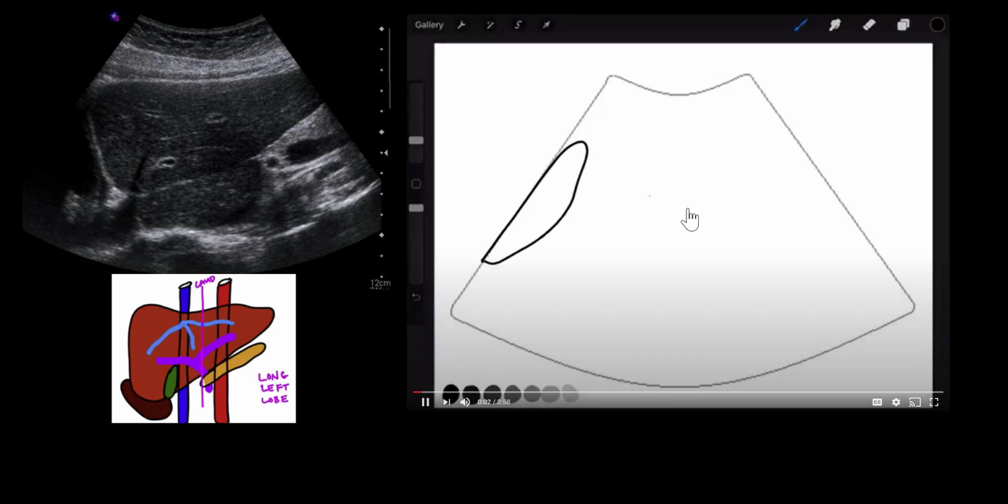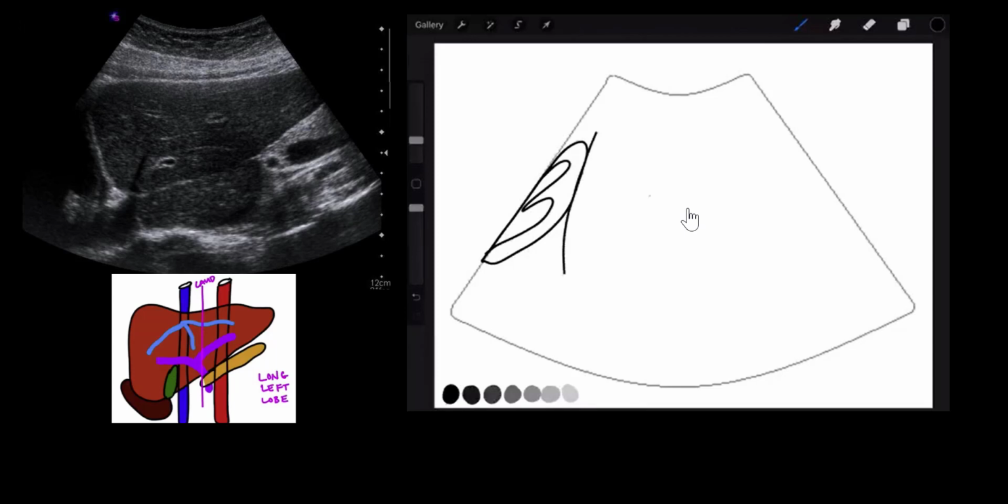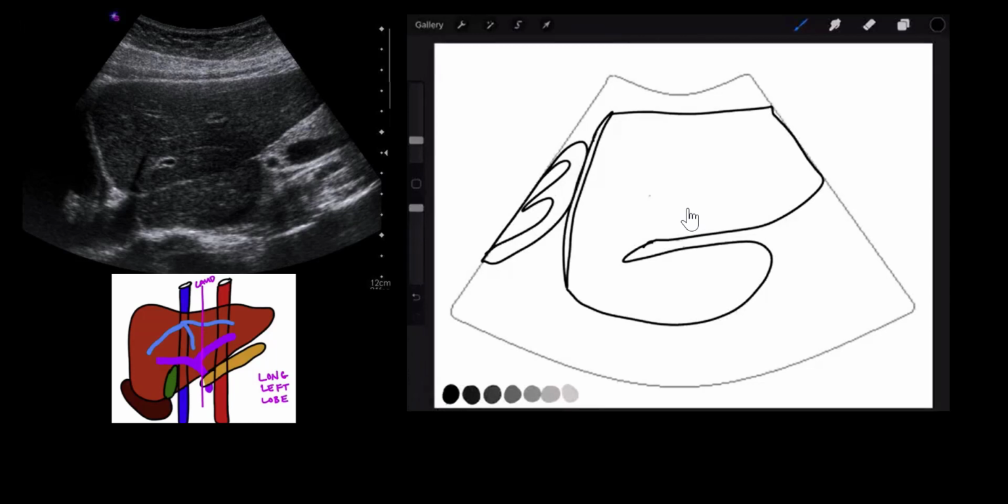Again, starting with the heart at the superior portion of our image on the left side of the screen. We're going to follow that again with the diaphragm. And then we will draw a section of our left lobe of the liver. What you'll notice underneath this, though, is a second kind of hunk of liver that is the caudate lobe.